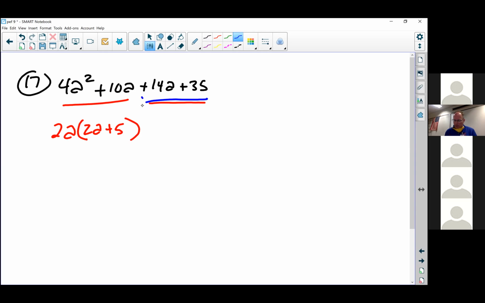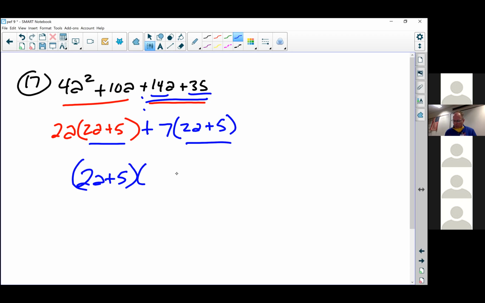So this sign's going to come down. Looks like a 7 is going to work. If I factor a 7 out of 14a, I'm left with 2a. If I factor a 7 out of 35, I'm left with a 5. And then these are in common, so I'm going to write that once. And in the other set of parentheses, I'm going to write whatever I have left, including the signs. So 2a plus 7, so that's factored.